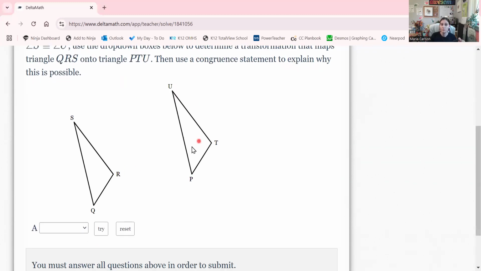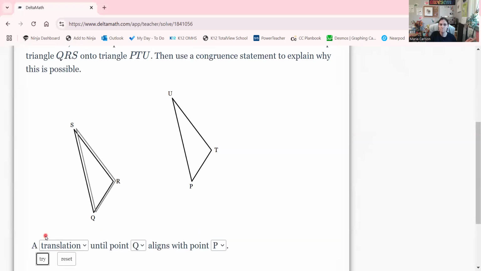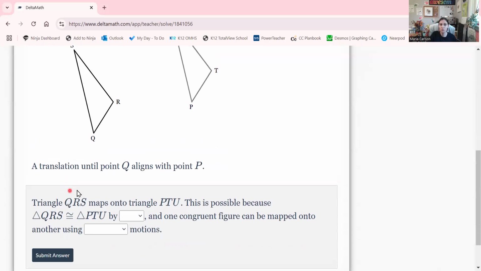So again, we need to find the transformation, and I hope we agree that QRS really just looks like it's been pushed over, like it just slid right over. So that's a translation. And here, if we don't have a coordinate plane, we just want to make sure the points line up. So point S needs to line up with U, R needs to line up with T, Q needs to line up with P. So I'm going to say until Q lines up with P. Perfect. And then it says triangle QRS maps onto triangle PTU.